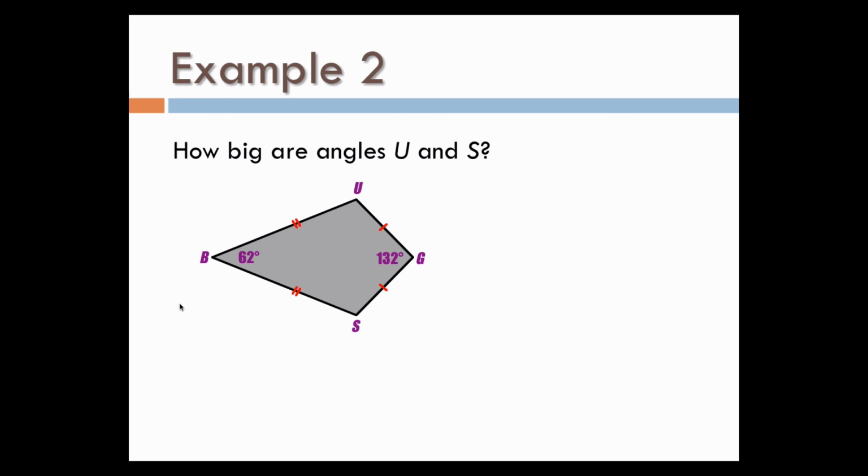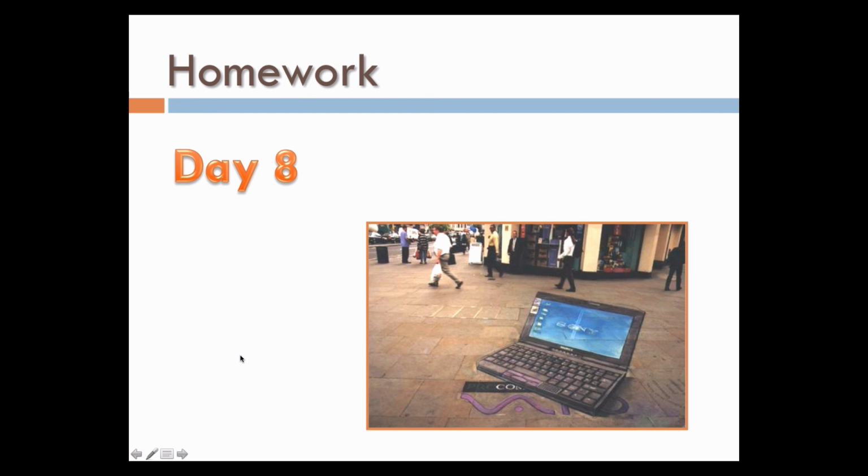Keyboard bad. Okay. What do you know about all four angles in a kite? They equal 360. Okay, here's the answer. U and S are congruent, so 360 minus 62 minus 132 divided by 2 will tell you how big each of those angles are. And we're done. Two days on this material because there's a lot of information to digest about trapezoids and kites.